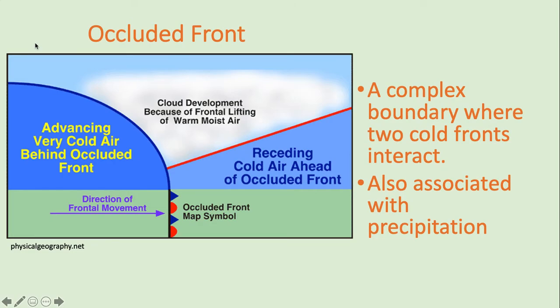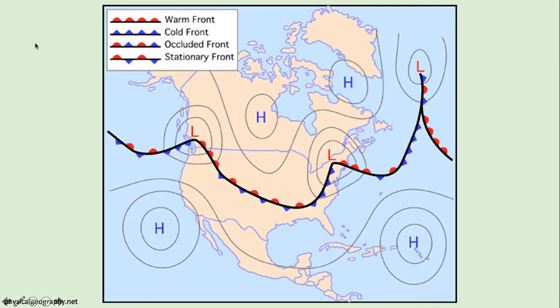An occluded front is a complex boundary where two cold fronts interact. It's also associated with precipitation. And so on this map, you can see cold fronts, warm fronts, occluded fronts, and stationary fronts all on the same map. Notice that they're all cycling around the low pressure centers. The high pressure centers do not have fronts.